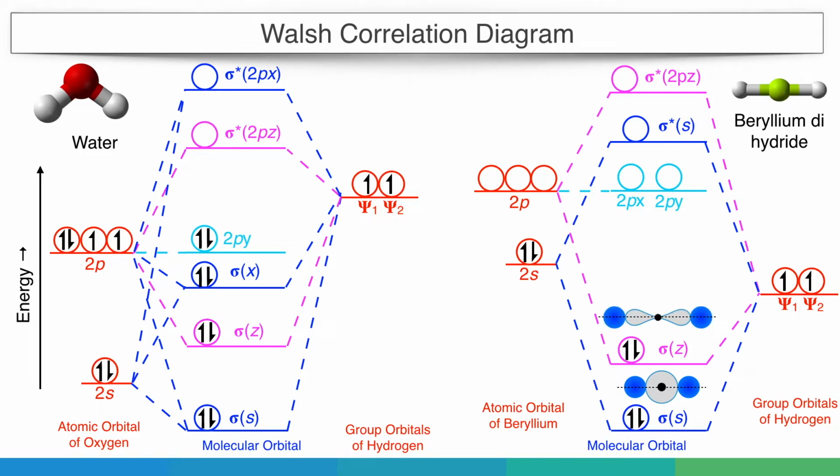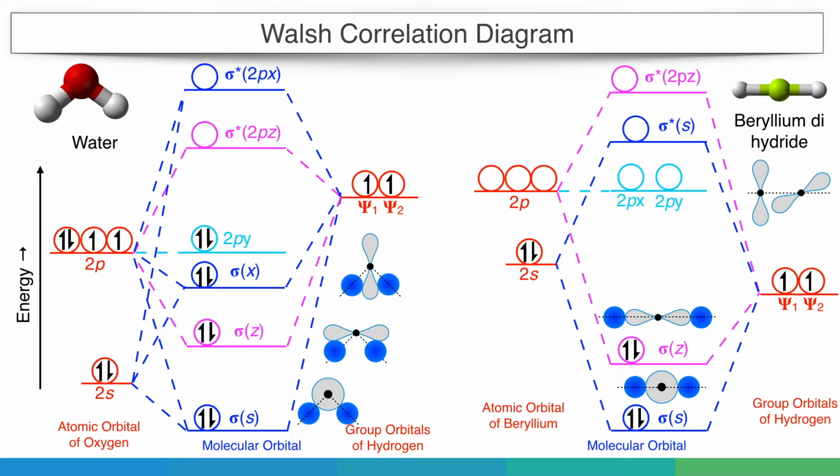It can be seen that the sigma s and sigma z orbitals of beryllium dihydride are formed by overlap along the axis, while 2px and 2py orbitals remain non-bonding. In case of water, the 2 hydrogen lobes are coming from the bottom, so it overlaps with 2s, 2pz and 2px orbital, while 2py remains as non-bonding. Now let's discuss the changes in energy of these orbitals.